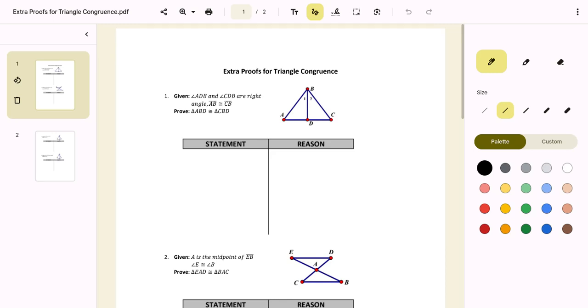Hello everyone. We're just going to do about 4 extra proofs with the triangles today. So if you would like to take these down in your own notes or just kind of watch and pause as you need to, you are more than welcome to do that with this video today. So with that, we're going to get started with the first one.